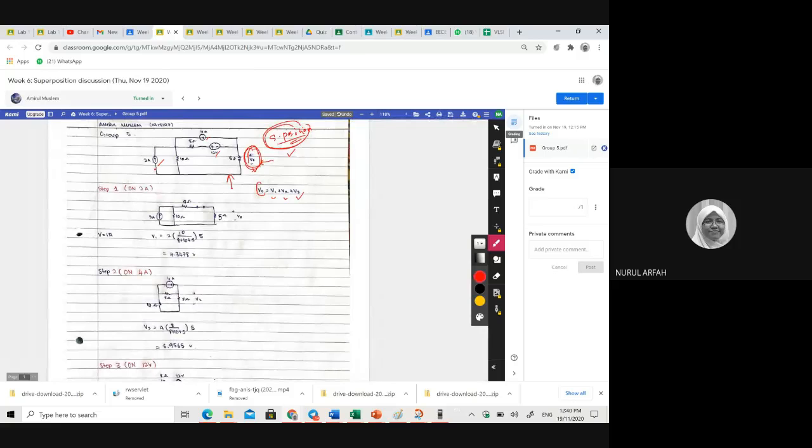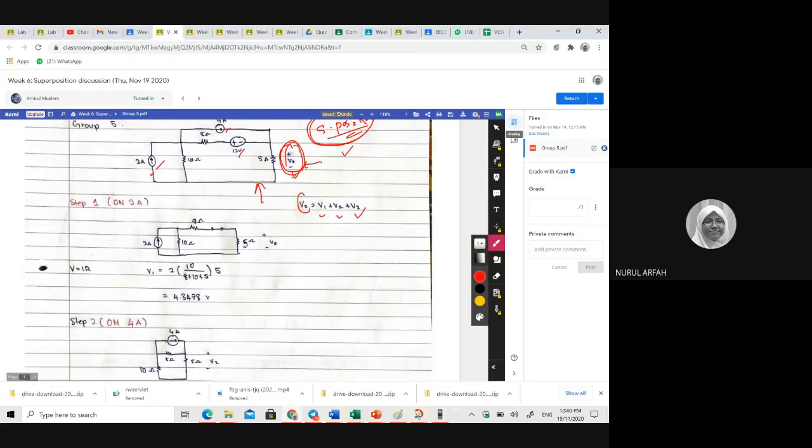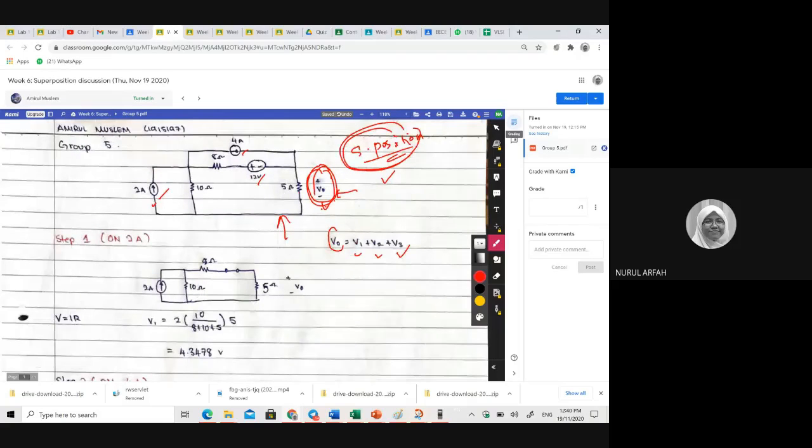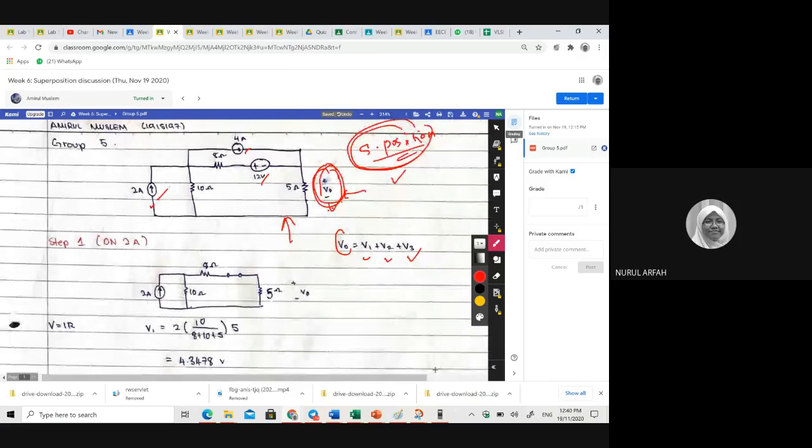Okay, so the group number 5, he turned on the 2 amps first and then turned off everything else. And you know that for a current source, if you want to turn it off, you should open the circuit, right? So there's no more current over here. So no need to draw this, it will make you confused. So just like this is good.